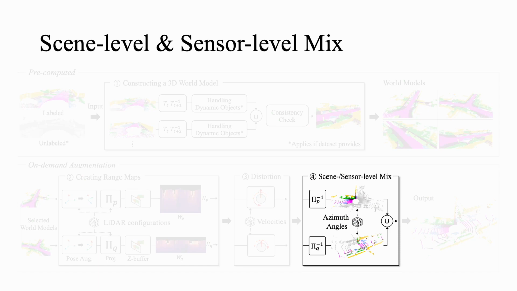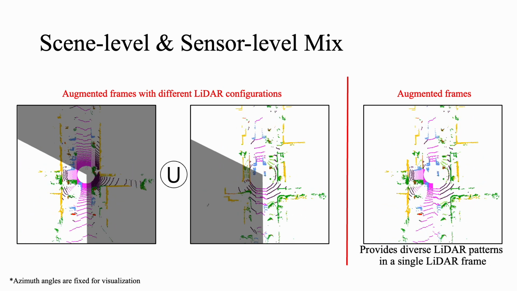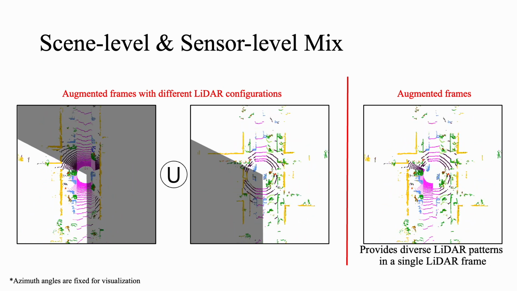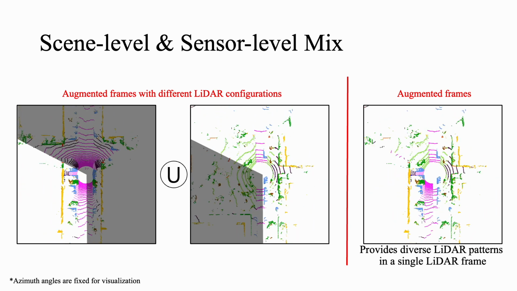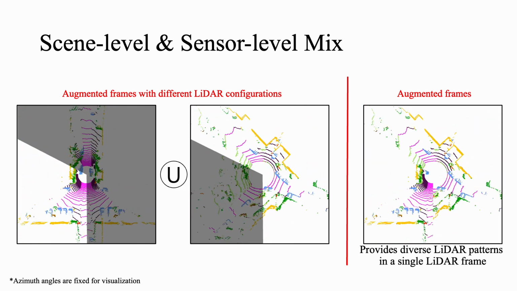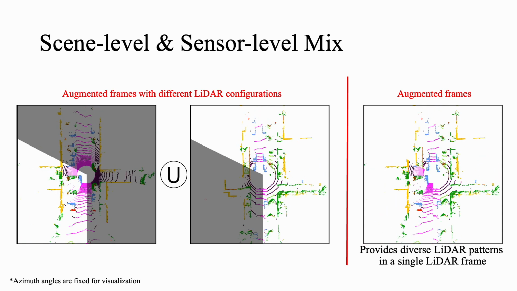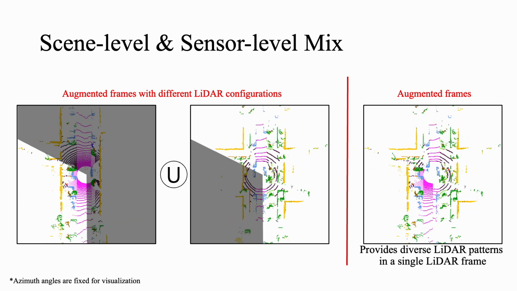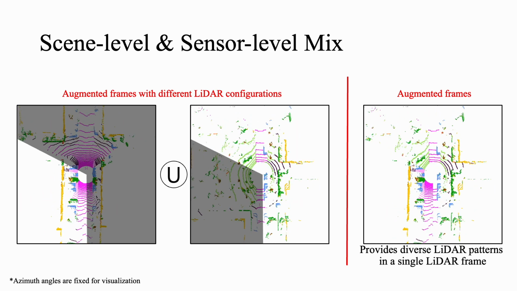Finally, we mix 2 scenes from the generated LiDAR frames. Once the range maps are rendered with random LiDAR configurations, we combine them by utilizing random azimuth angle ranges and project to the 3D coordinate space. This mixing process enhances data-driven approaches by providing diverse LiDAR patterns in a single batch, reducing the effort to keep a large batch size.